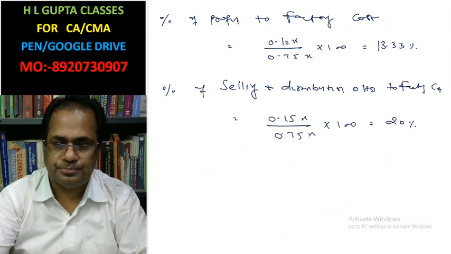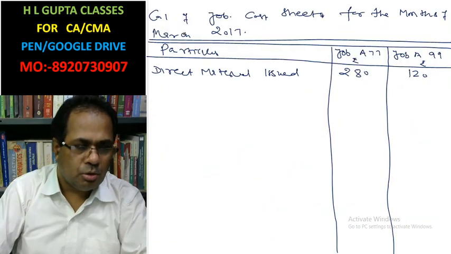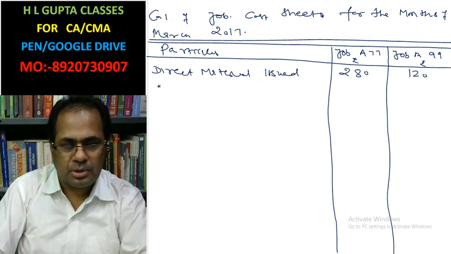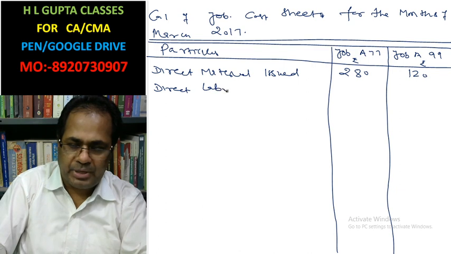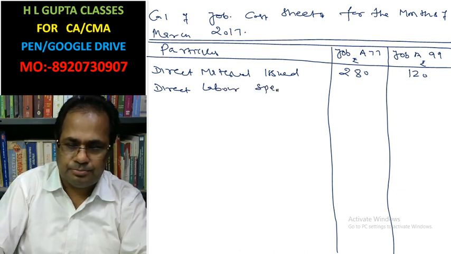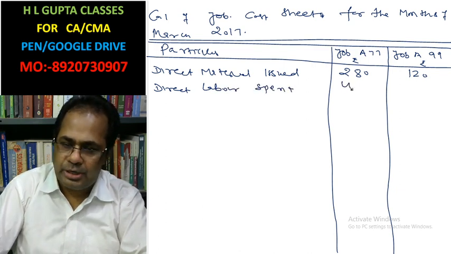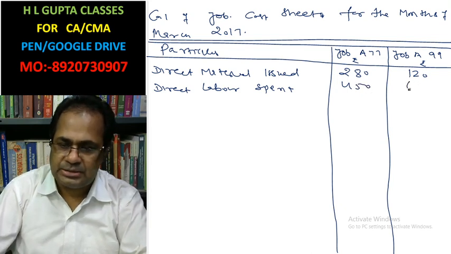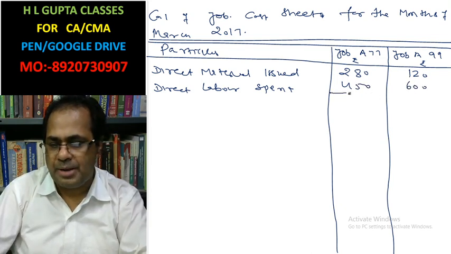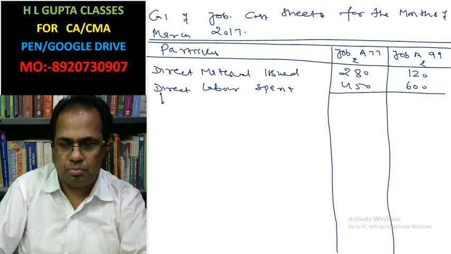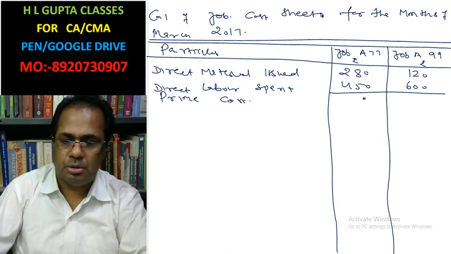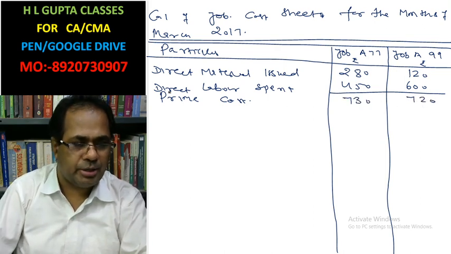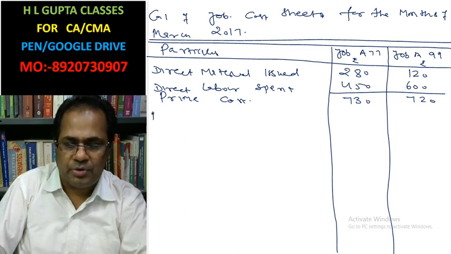Okay, look here. Direct labor spent 450 and 600. This is your prime cost. This is said to be prime cost: 730 and 720.